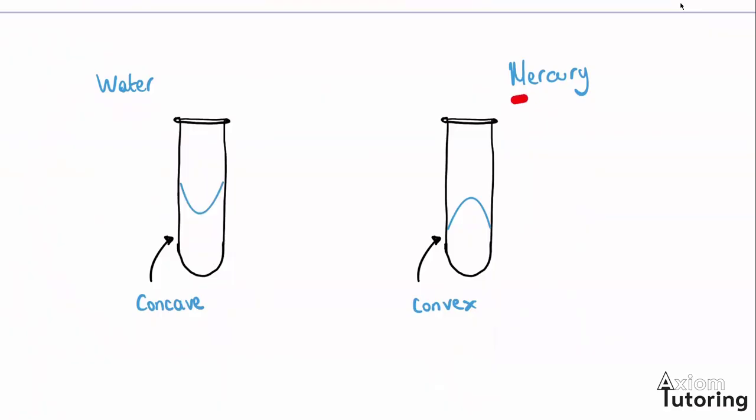But if we were looking at a different liquid, like mercury, it doesn't have a great affinity to the glass test tube at all. So in order to try to avoid the test tube, it will start stacking up on itself using the surface tension to avoid interacting with the glass. And this is what causes a convex meniscus, unlike a concave meniscus.